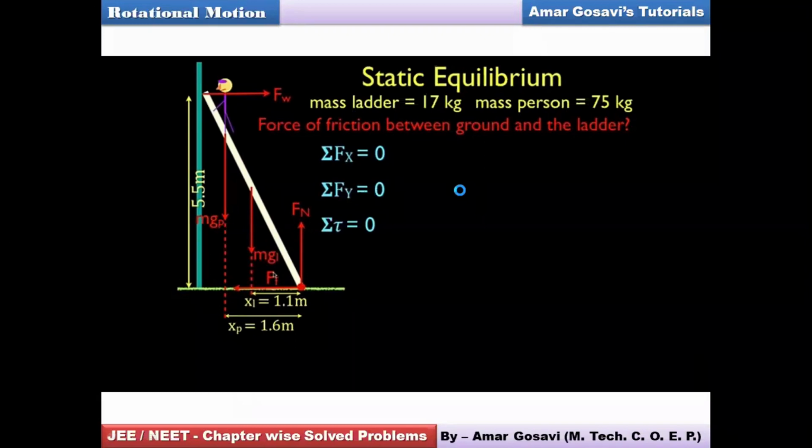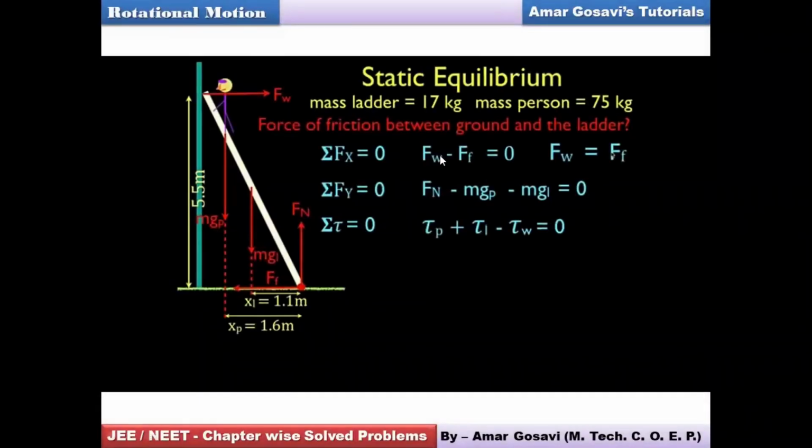Just concentrate now. The first thing, Fx equal to 0. So we are using the first condition. Force along x-axis should be 0, the net force. Fw taken positive, Ff along negative x-axis taken negative. Fw minus Ff equal to 0. For equilibrium, that means Fw should be equal to Ff.